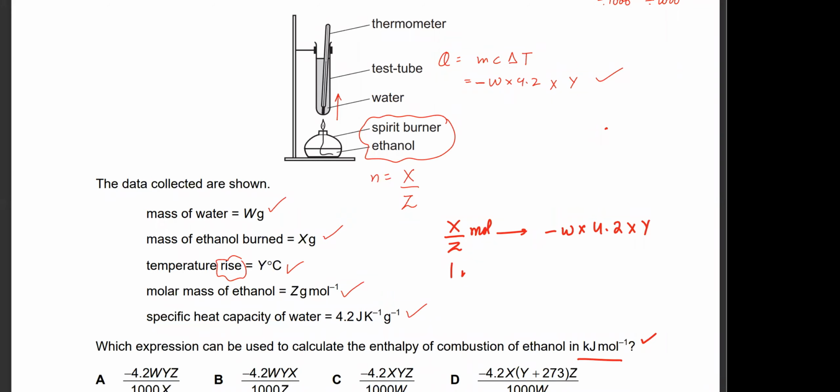अच्छा, बट एनीवेज, रेशियो क्या लगाना है? कि वन मोल कितनी एनर्जी प्रोड्यूस करेगा, बिकॉज एंथैल्पी चेंज ऑफ कंबशन ऑफ एथेनॉल इज फॉर वन मोल ऑफ एथेनॉल। सो यू आर गोइंग टू यूज रेशियोज। एक्स लगा लो। क्रिस क्रॉस मल्टीप्लाई करो, व्हाट डू यू गेट? इट्स गोइंग टू बी माइनस W times 4.2 times Y, or that should be divided by X over Z. So X over Z से divide करोगे तो Z would go upwards, right?